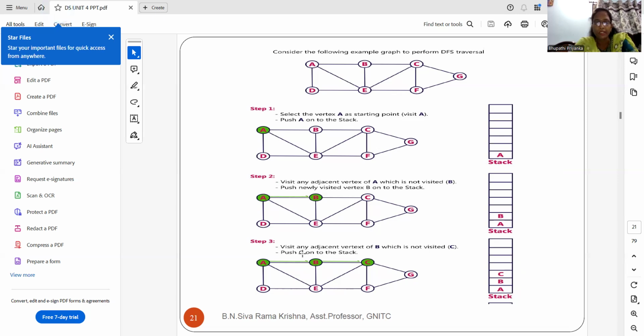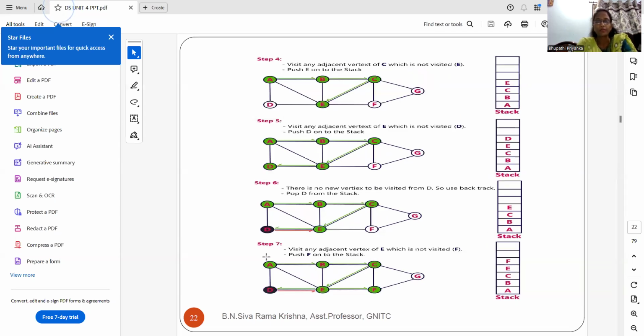Next step, visit any adjacent vertex of B which is not visited. The adjacent vertices of B are A, C and E, but we need to visit the vertices which are not visited. E and C are the vertices which we did not visit earlier. Here I am taking C. Then I need to push that vertex C into the stack.